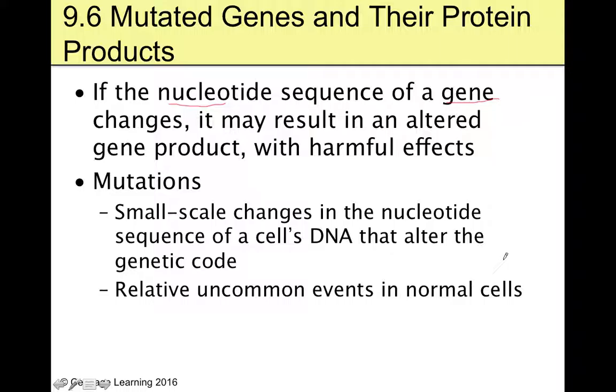So mutations can be really small scale changes in the nucleotide sequence of the cell's DNA, and basically they're going to alter our genetic code. Now, they're pretty uncommon events in normal cells, unless you're being hit with X-rays or UV rays from the sun. Most of your cells are going to be really good at replicating DNA exactly the way the template was. And even when mistakes happen, we have little proofreader enzymes from last chapter that come along and make sure everything's cool. And so, mutations, they're pretty rare.